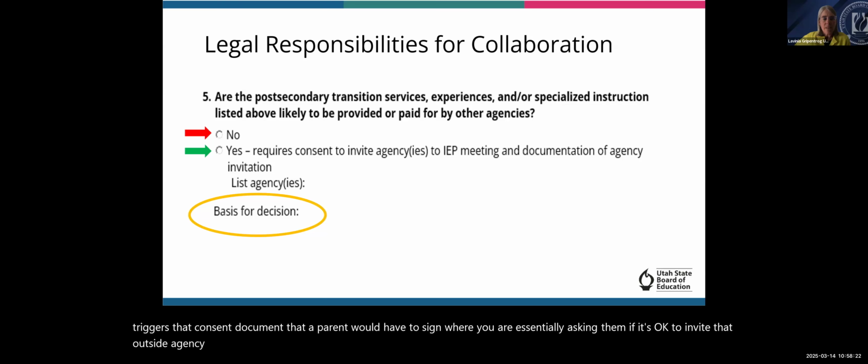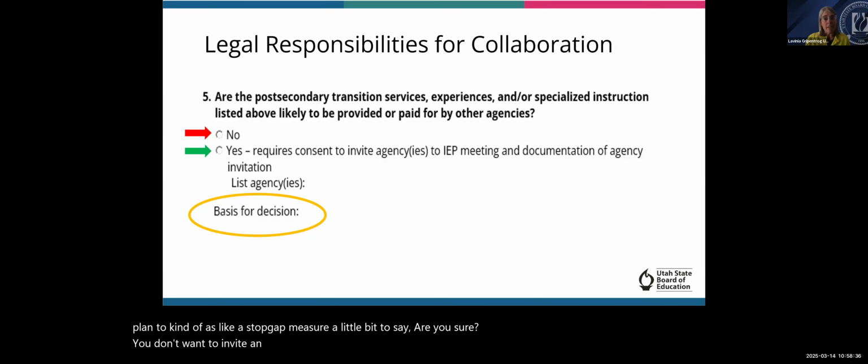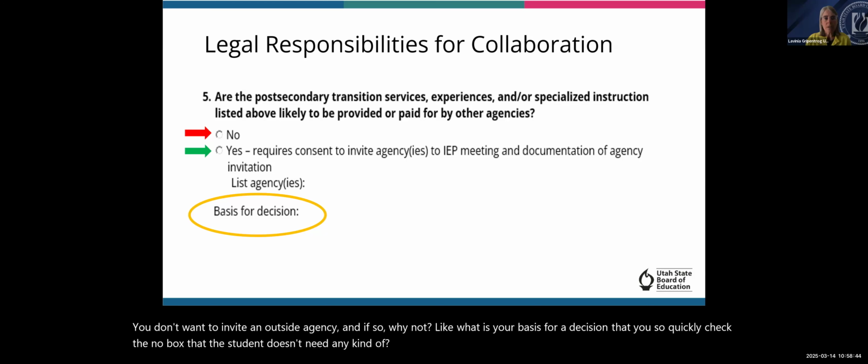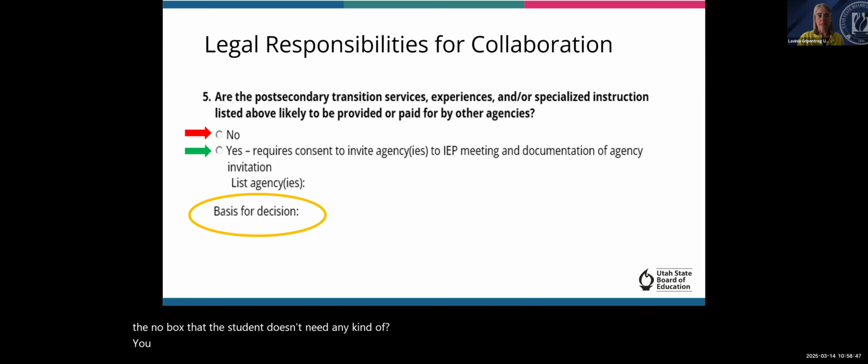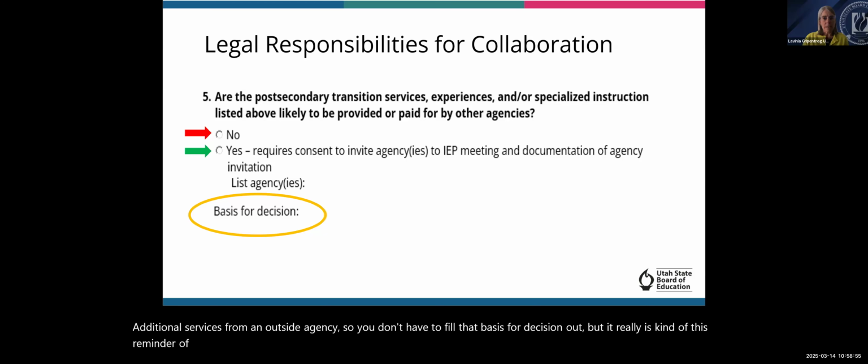Now, I want to bring your attention to that circle, basis for decision. This is added to our transition plan as a bit of a stopgap measure, to say, are you sure you don't want to invite an outside agency? And if so, why not? What is your basis for decision that you so quickly check the no box, that the student doesn't need any additional services from an outside agency? So you don't have to fill that basis for decision out, but it really is a reminder of, I shouldn't be so quick to say no, an outside agency isn't needed. Maybe I really should consider it. And what did I base that decision on, right?